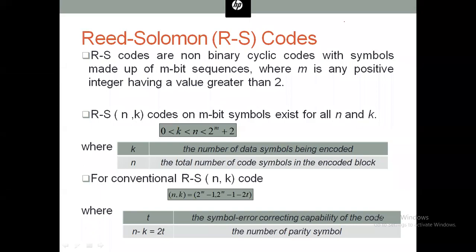In this lecture, we learn about RS codes. RS codes are the non-binary cyclic codes. Previously, we have learned about the binary cyclic codes. In non-binary cyclic codes, we consider K symbols coded with N symbols, and the length of each symbol is M bits.